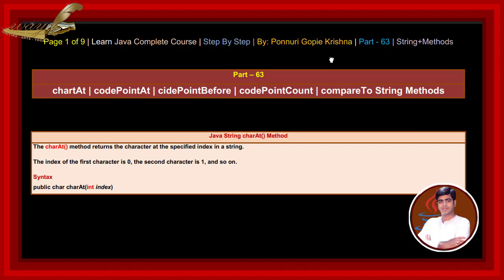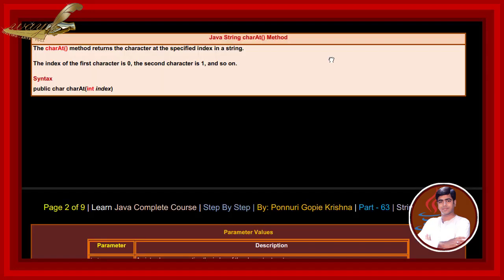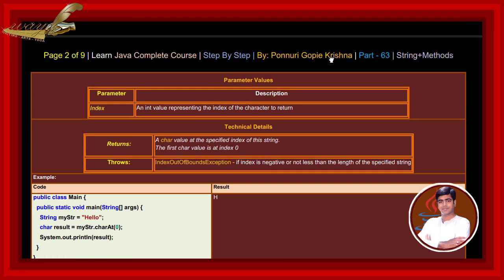The index of the first character is 0, the second character is 1, and so on. Syntax: public char charAt(int index). See the parameter values. Index: an int value representing the index of the character to return. Technical details: returns a char value at the specified index of the string. The first character value is at index 0.